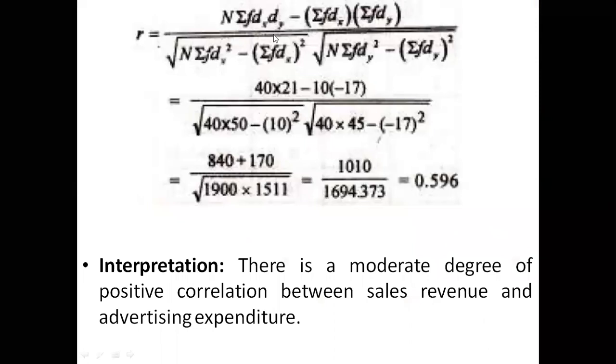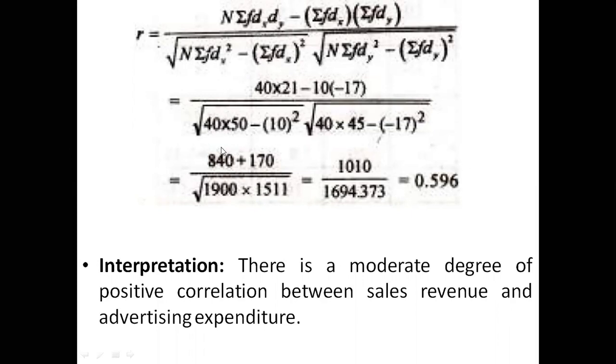So here we can see the formula is n sigma f dx dy minus sigma f dx into sigma f dy, upon under root n sigma f d square x minus sigma f dx whole square, multiplied by under root n sigma f d square y minus sigma f dy whole square. We put the values as we have calculated. N value is 40. F dx dy we have calculated at the very last step in the table. It is 21 minus sigma f dx, the value was 10. Sigma f dy, the value was minus 70.